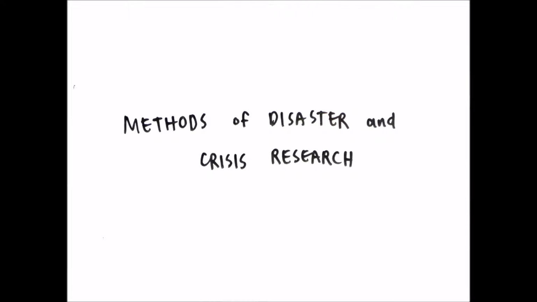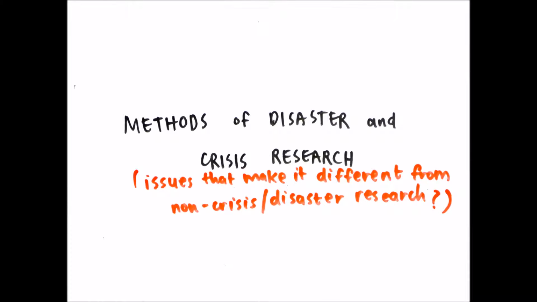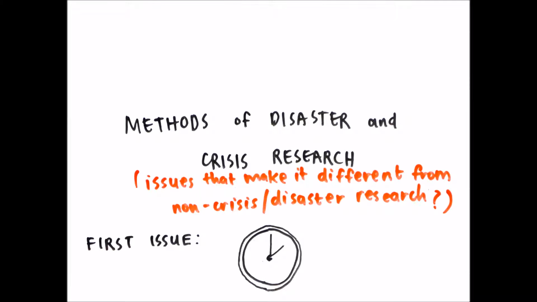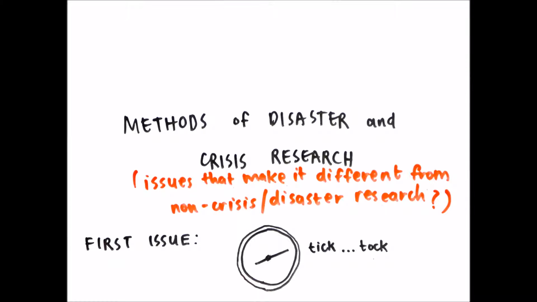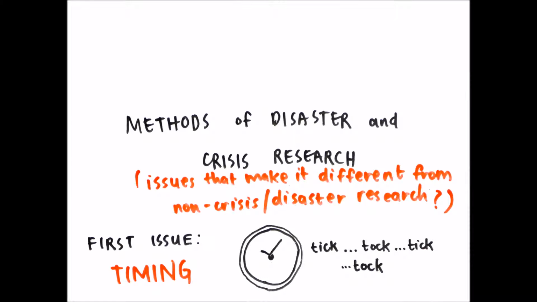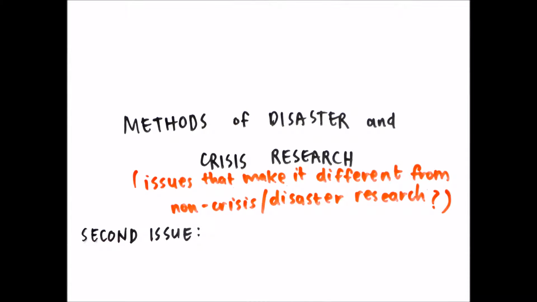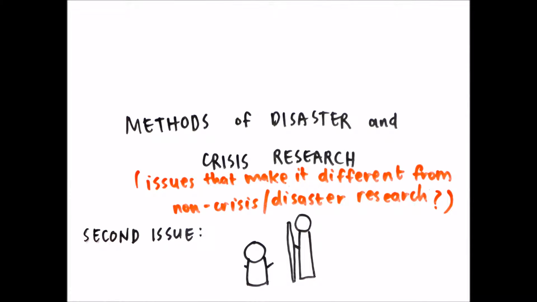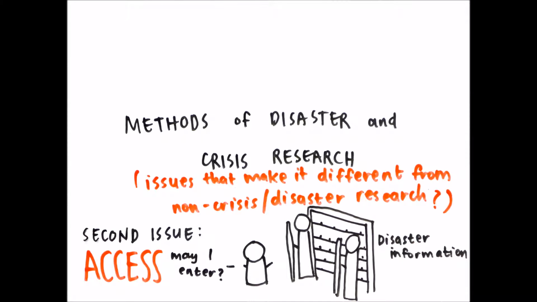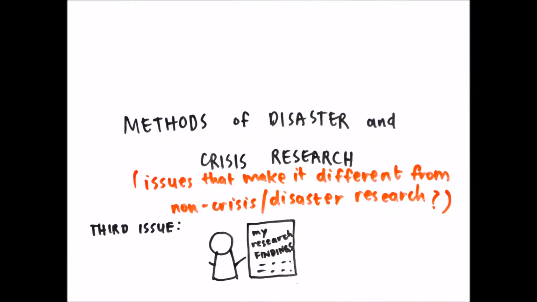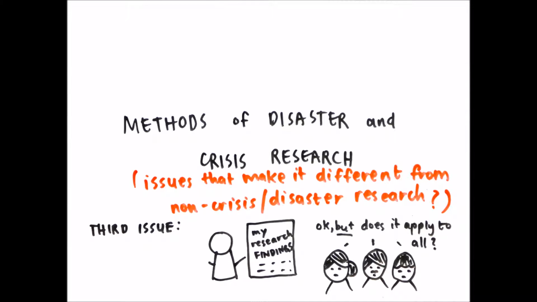Robert Stallings in 2004 argued that there are three prominent issues in the conduct of crisis and disaster research. First is timing. When does the process of collecting data from a disaster or a crisis take place? Is it too soon or too late after the crisis or the disaster to be collecting data? The second issue is access. Does the researcher have an in on the informants, survey respondents, and holders of the information? And last, generalizability. Is there enough argument to draw valid conclusions from the studies?